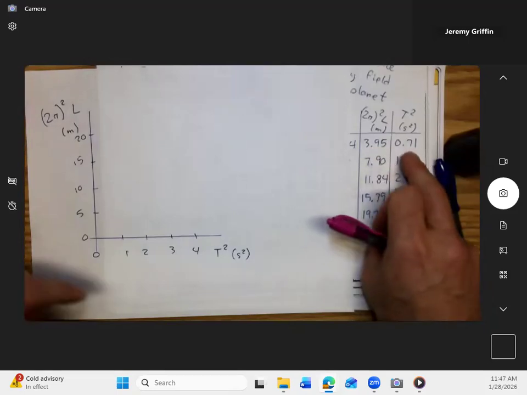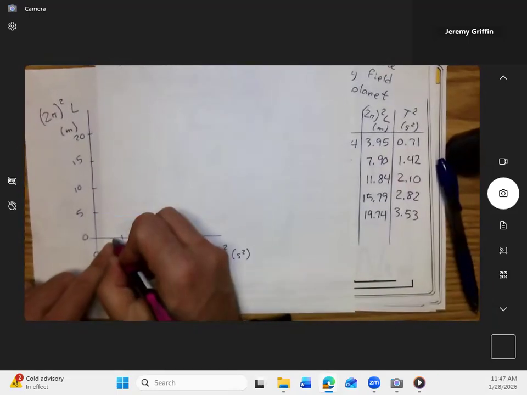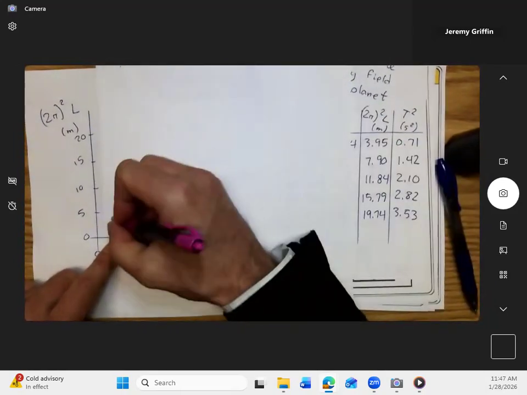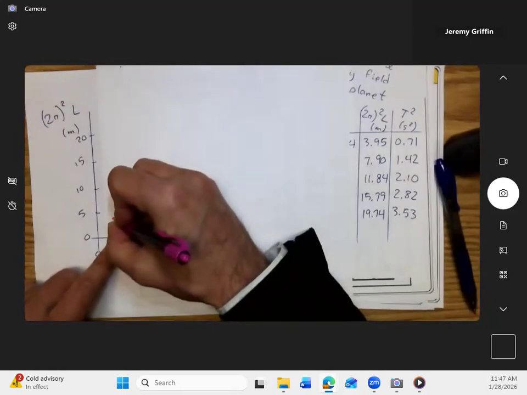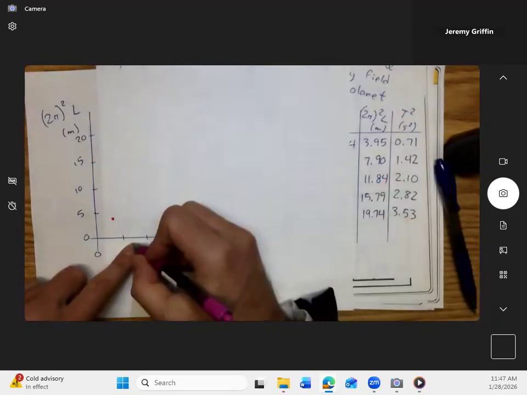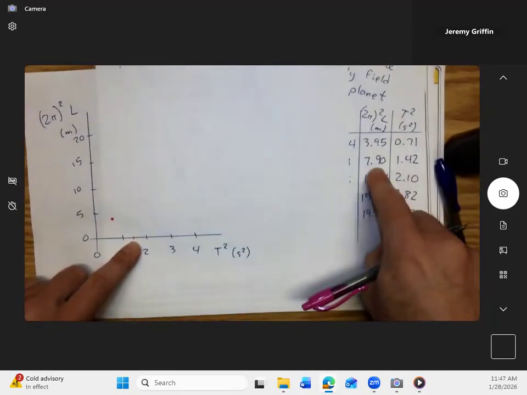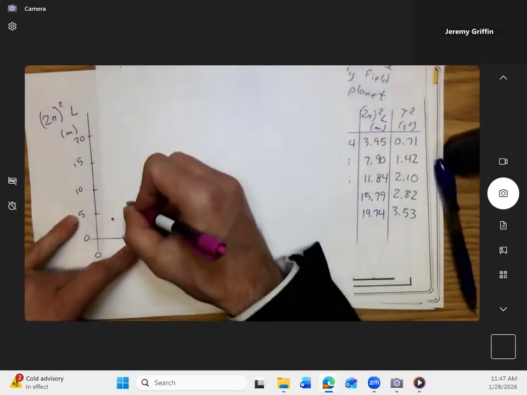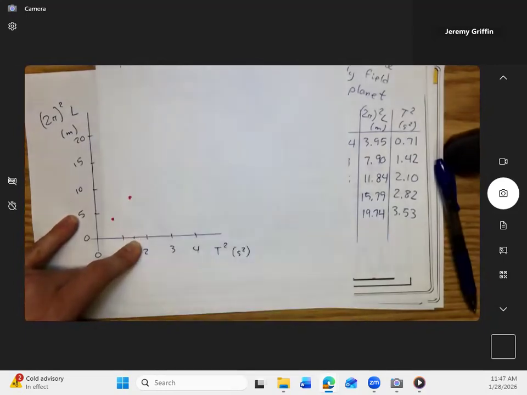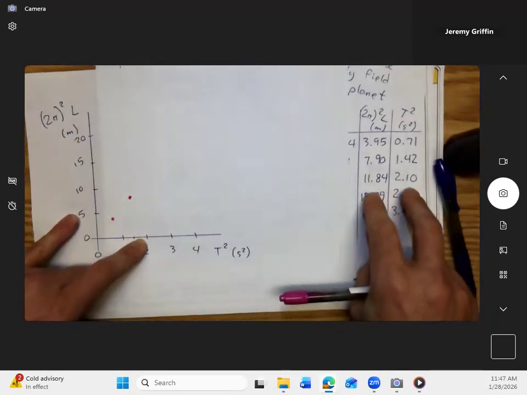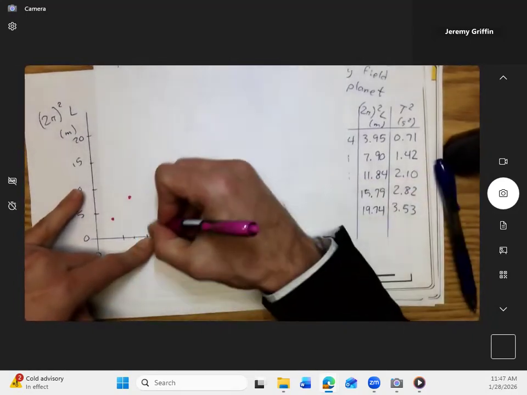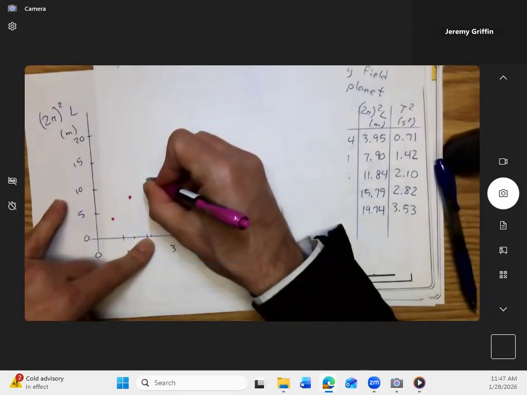For the time squared of 0.71, just right about here. The (2 pi) quantity squared L is 3.95, or about 4, right about here. Bam, I got a point on the board. 1.42 right about here. That's going to be 7.9, almost 8, right about here. Bam, 2 points. 2.1 right about here. 11.84, almost 12, probably right about here. Bam.